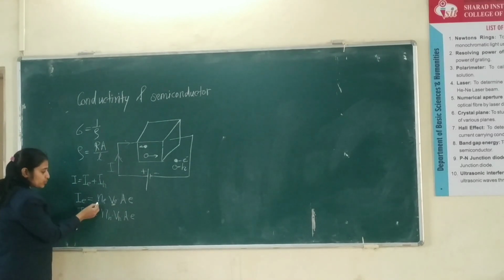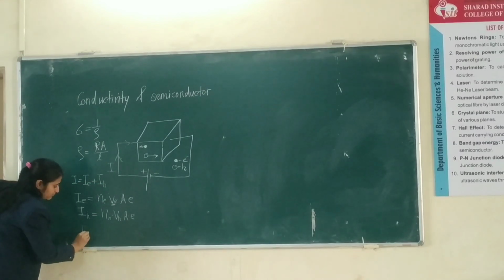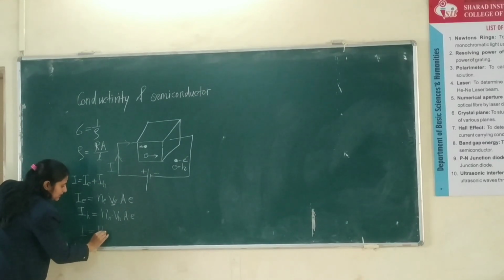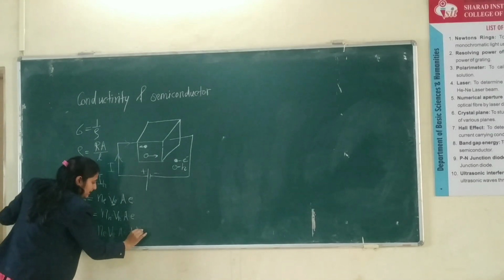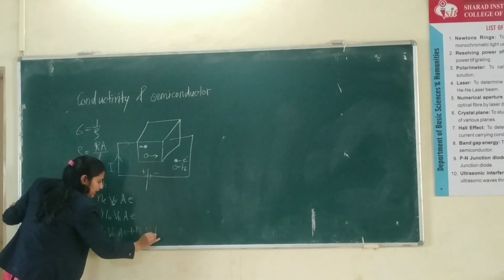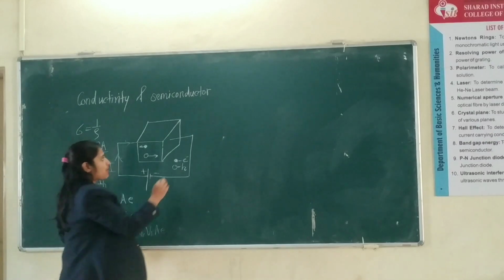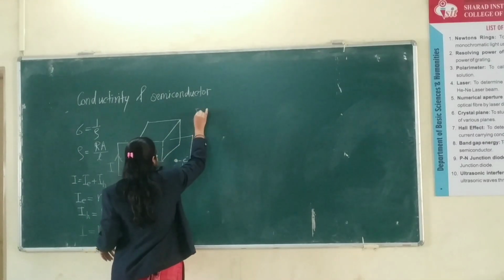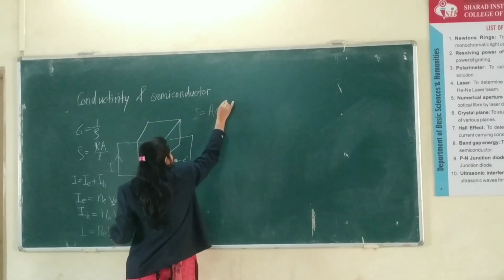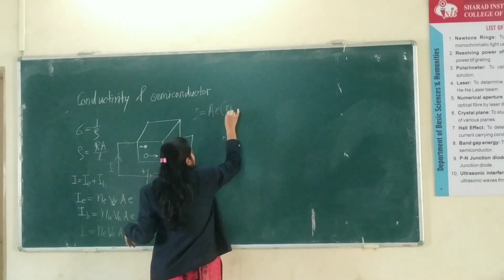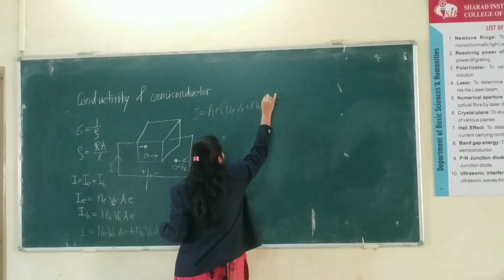Okay, so putting these two equations in this equation, we get I is equal to NE VE AE plus NH VH A into E. A and E are two common factors, so taking them outside the bracket, we get A E in bracket NE VE plus NH VH.